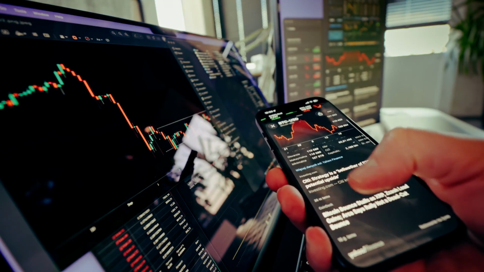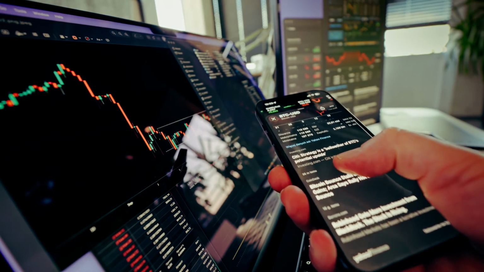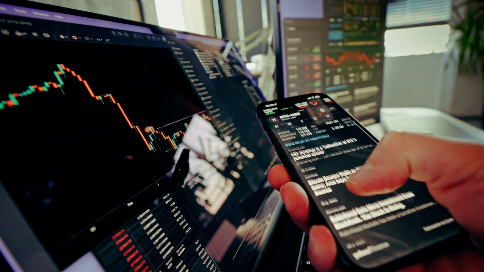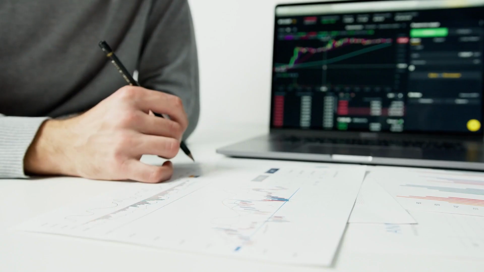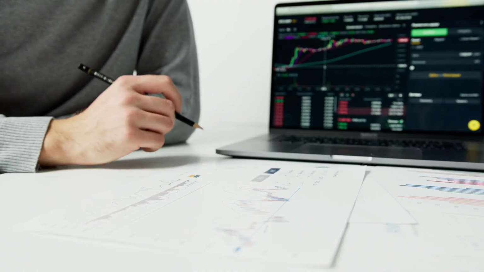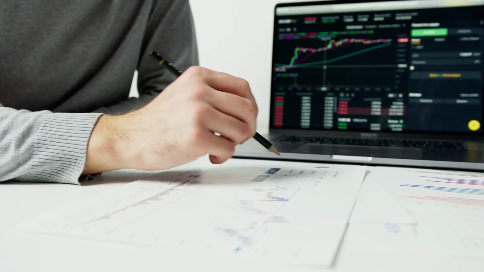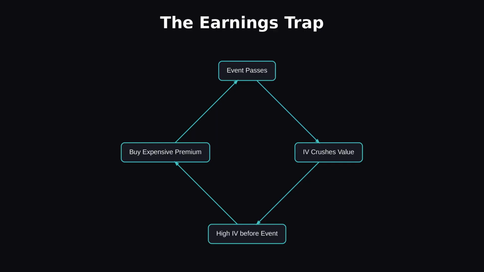To avoid this, compare implied volatility to historical volatility. You only want to be a buyer of straddles or strangles when implied volatility is relatively low compared to the stock's past behavior. We can quantify this using IV rank. If IV rank is above 50, premiums are expensive. Statistically, you should be selling, not buying. If IV rank is below 30, straddles and strangles become viable.